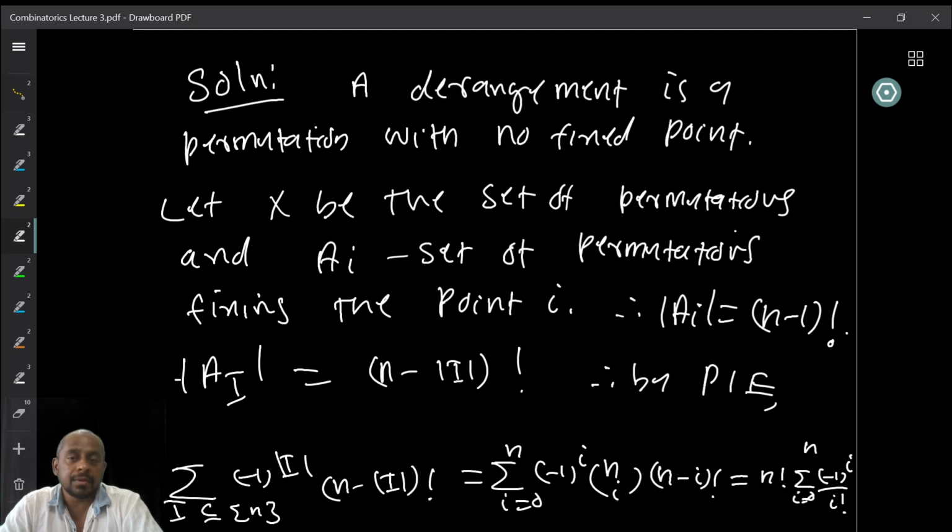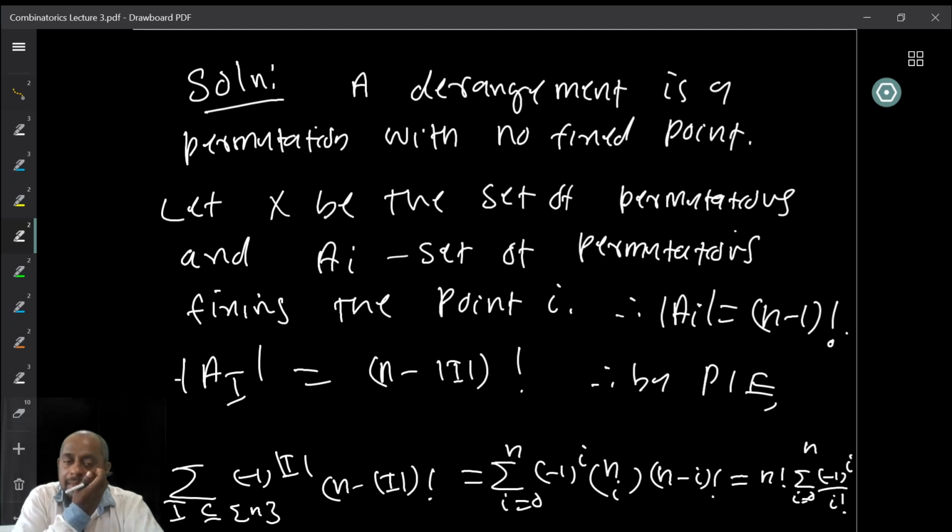Now let X be the set of all permutations and A_i be the set of permutations that fixes the point i. It's very similar to the previous one, so I am not spending too much time. Now the cardinality of A_i is (n minus 1) factorial, because it's a permutation of the n minus 1 elements, excluding the one element that we have fixed. This element has to go to itself. So therefore, the cardinality of A_i is (n minus 1) factorial.